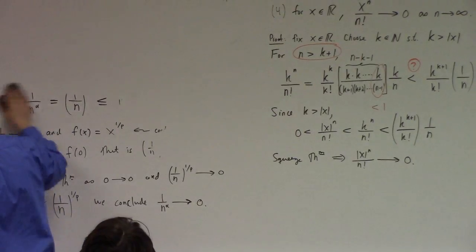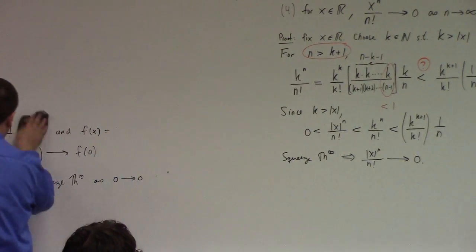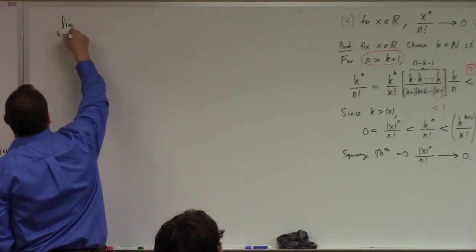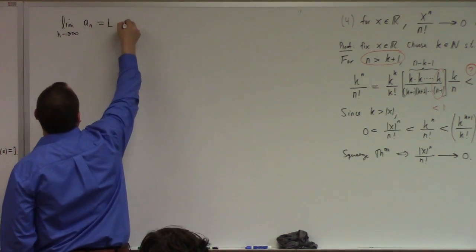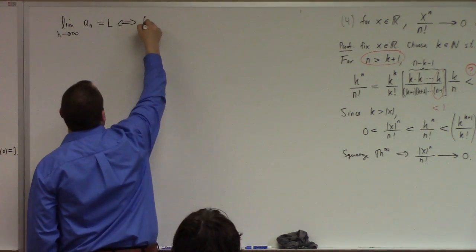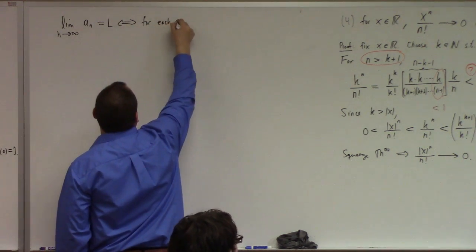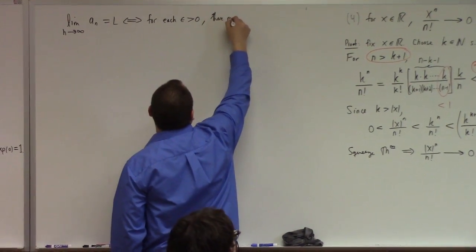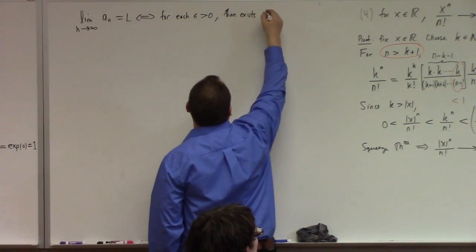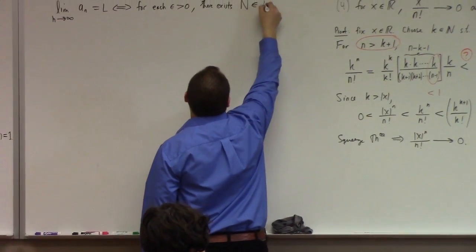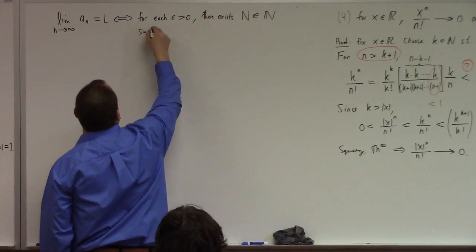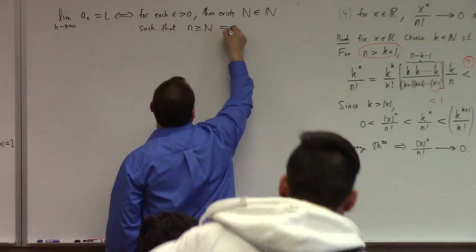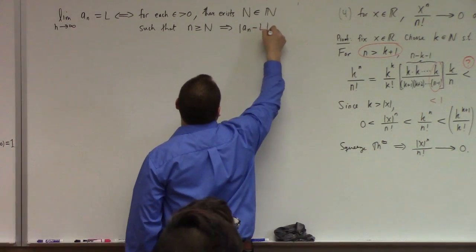So what's the definition of the limit of a sequence? Just to remind you, if we say the limit as n goes to infinity of a sub n is equal to L, what this means is that for each epsilon greater than 0, there exists, say, N (or you could use K, whatever) in the natural numbers such that little n greater than or equal to N implies that the absolute value of a sub n minus L is less than epsilon.